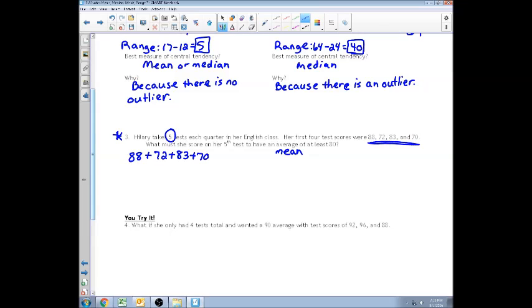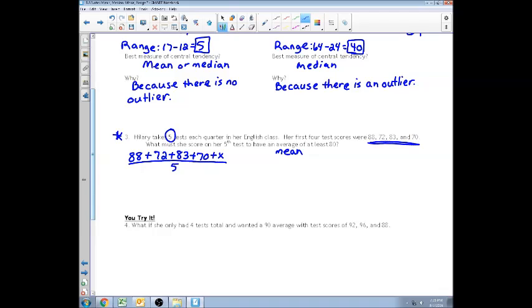So I need to use a variable. I will add x for my variable. When we do mean, we add up all the numbers and divide by the number of data points. In this case, there would be 5 tests, so we divide by 5.